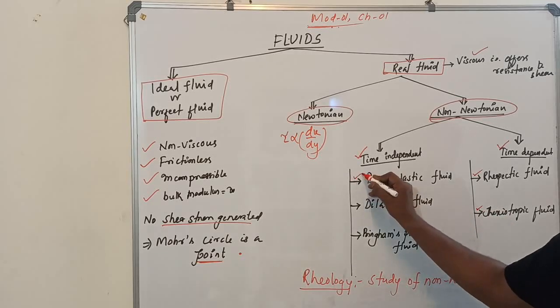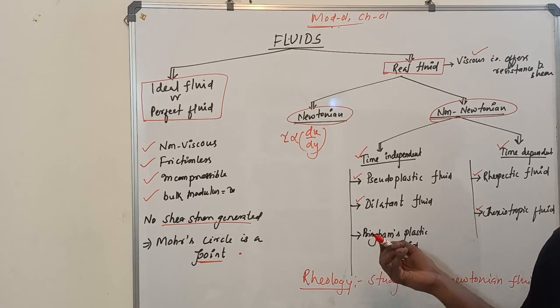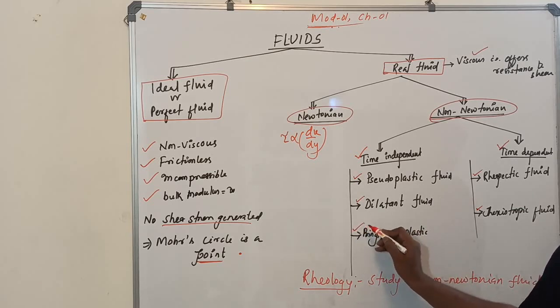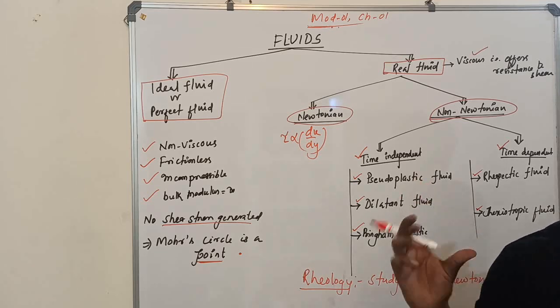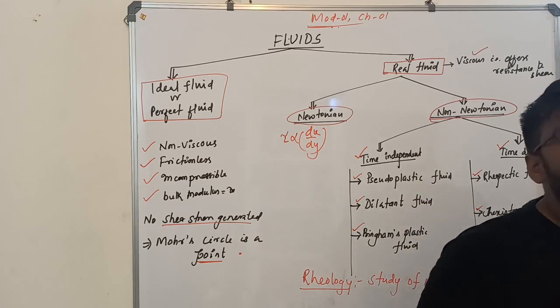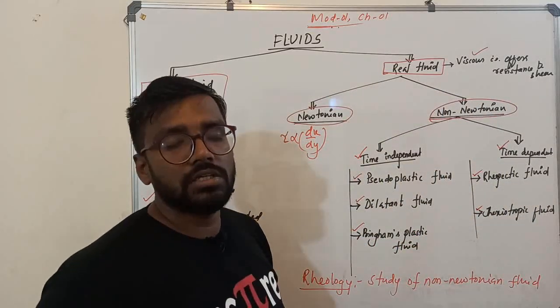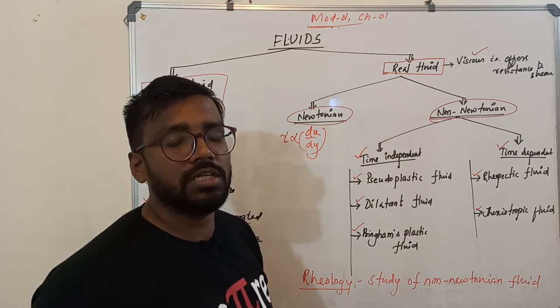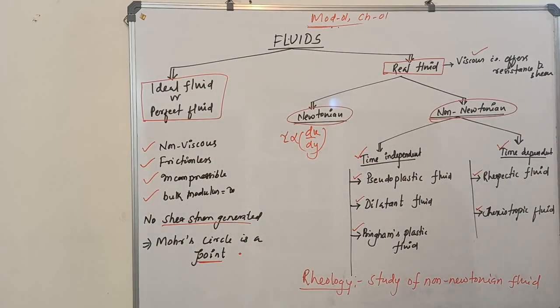Similarly, we have pseudoplastic fluid, which is also known as shear thinning fluid. Dilatant fluid is shear thickening fluid. And we have Bingham plastic fluid, which is nearly equivalent to your Newtonian fluid, provided it has some tau yield. It needs some extra shear, extra force, in order to overcome the viscosity barrier. Okay? Now, pause the video and note it down.